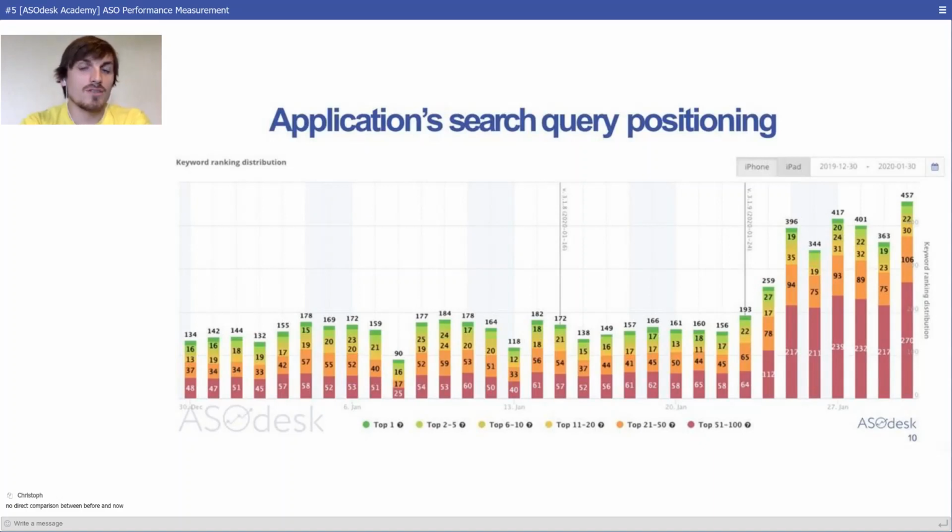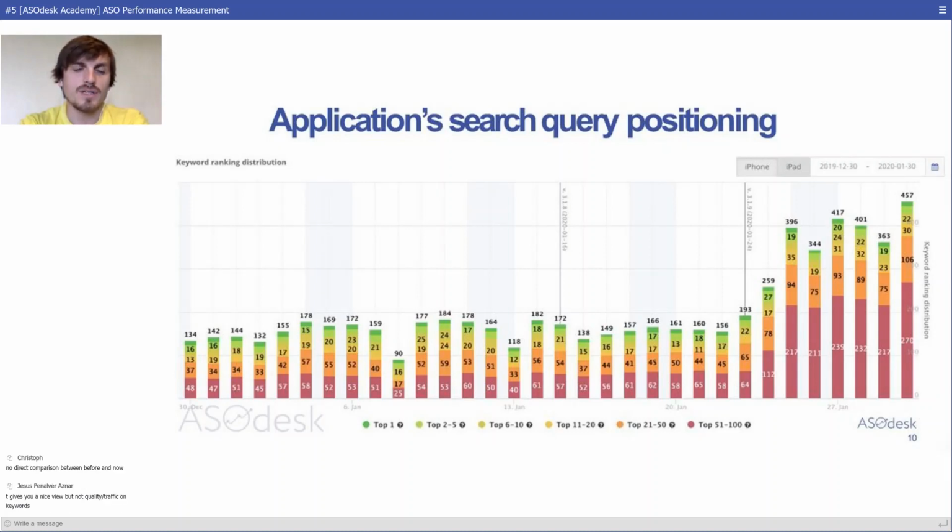Thank you, Christoph, but basically not. You see this chart, we see updates of the application's metadata, and we see more than 1 month of analytics. So we have a direct comparison between before and now. So why is this kind of graph not enough to understand efficiency?